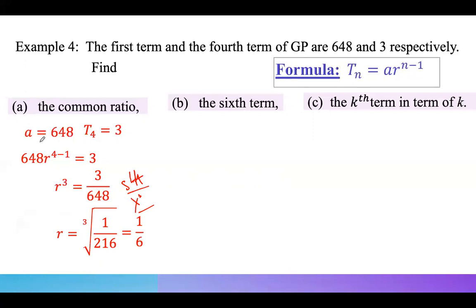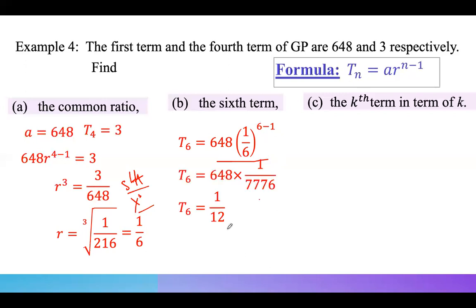Okay, after we have our A and our R, then we can find the sixth term and also the K term, right? So the sixth term will be T6 equals 648 times 1 over 6 to the power 6 minus 1. Just write down, substitute the values, and use your calculator. You should get 1 over 12. T6 is 1 over 12.